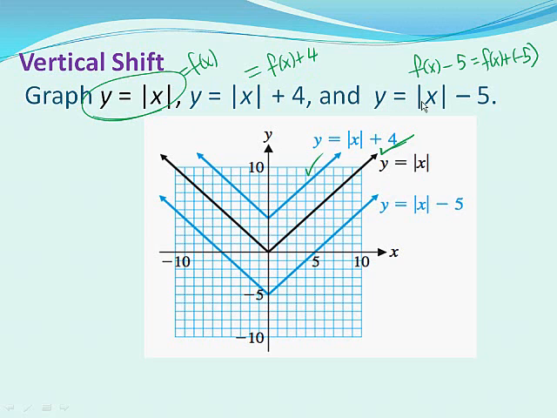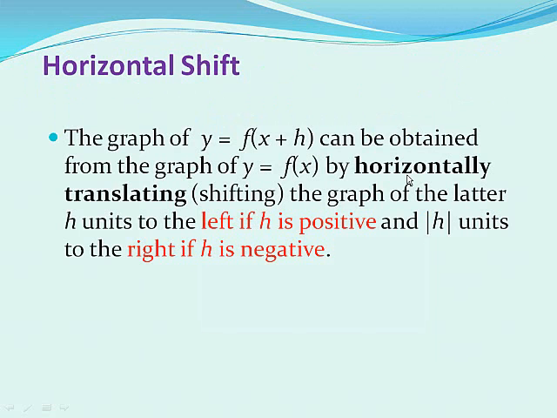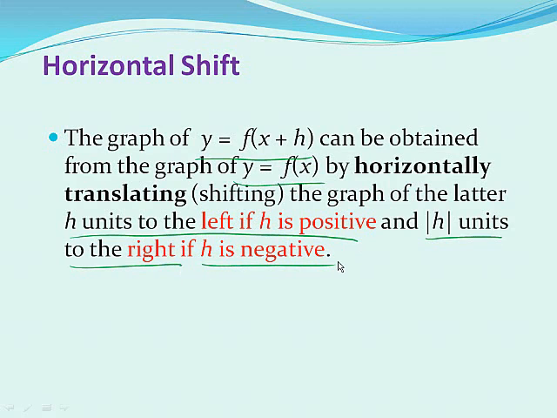So the graph of y equal to absolute value of x minus 5 is obtained from the graph of y equal to absolute value of x by vertically moving it down 5 units. Horizontal shift. The graph of y equal to f of x plus h can be obtained from the graph of y equal to f of x by horizontally translating the graph of the latter h units to the left if h is positive and absolute value of h units to the right if h is negative.